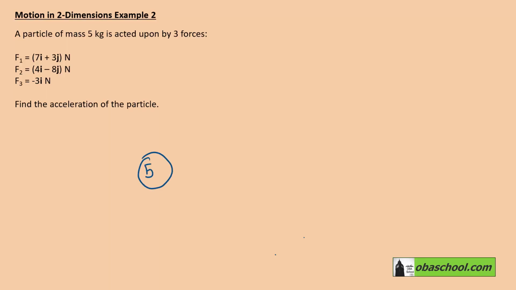Well, if this is our particle, we've got 7i plus 3j, so we've got F1 acting up here, 4i minus 8j, so we've got F2 acting down here. It'll be steeper than that actually, but we don't need to be accurate. So we've got F2 there, and negative 3i, so that would be F3 here.